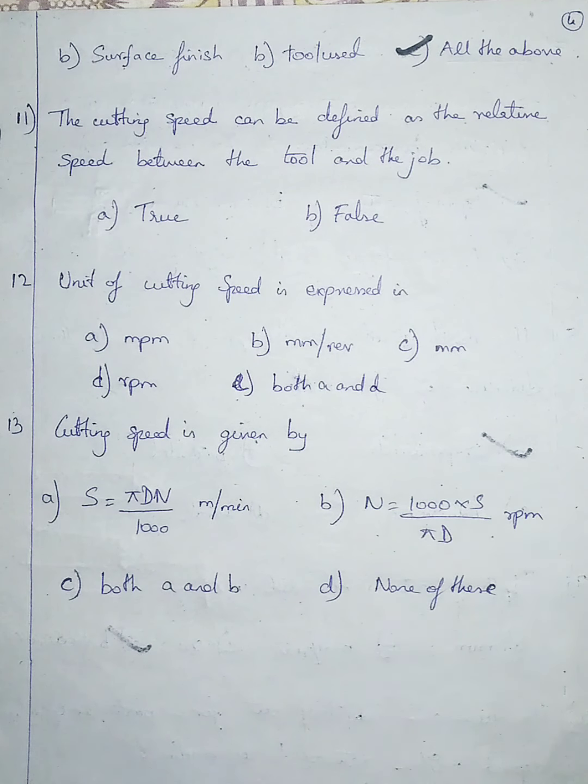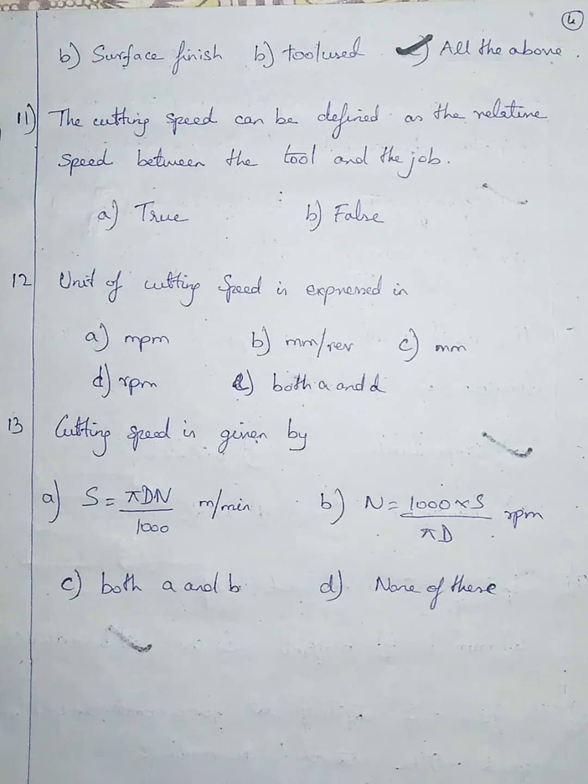Question number 11. The cutting speed can be defined as a relative speed between tool and the job. Option number A is given as true, option number B is given as false. The cutting speed is defined as a relative speed, the speed between tool and job. In case one, the tool is idle, the job is running. Then also cutting speed is calculated. If both the tool and job are running, then also cutting speed is calculated. If the tool is working and the job is idle, then also cutting speed can be calculated. In all three cases, cutting speed is calculated, and that is called relative speed.